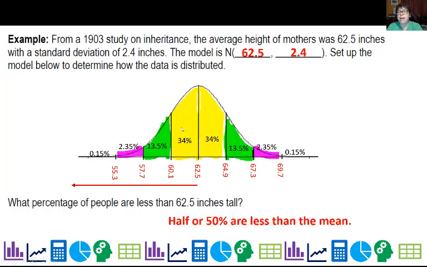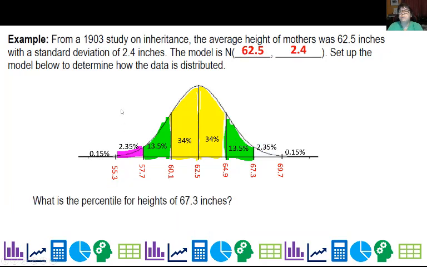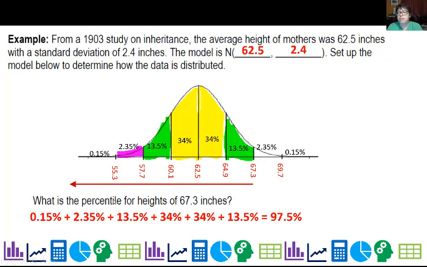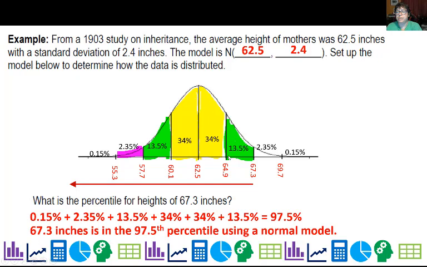Now, if I added these up, I would also get half. Then the question is, what is the percentile of heights at 67.3 inches? So that would be right here. Well, that percentile is all the percentages below that value. So I need to add the 0.15, the 2.35, 13.5, 34, 34, and 13.5. Oh, and I get 97.5%. So 67.3 inches is in the 97.5th percentile using a normal model.